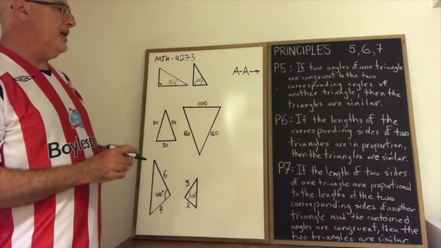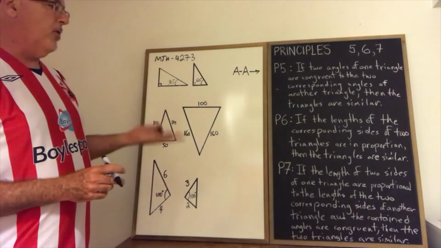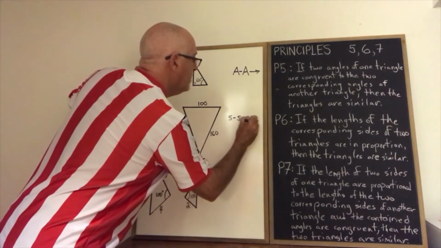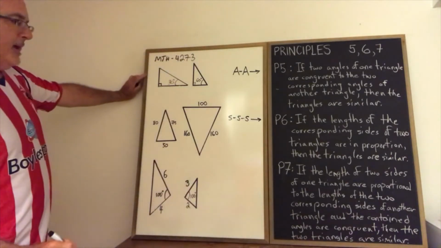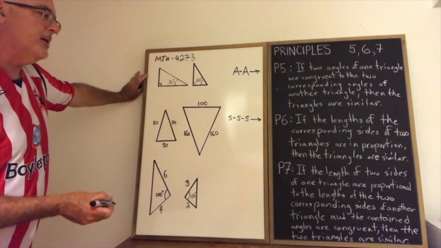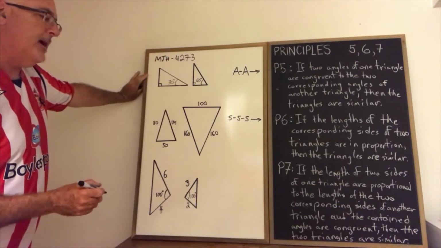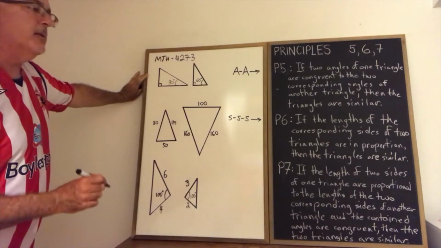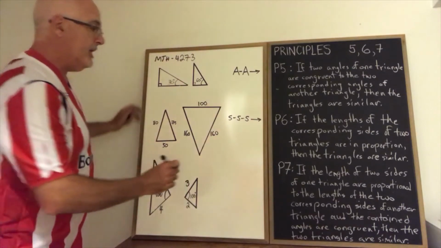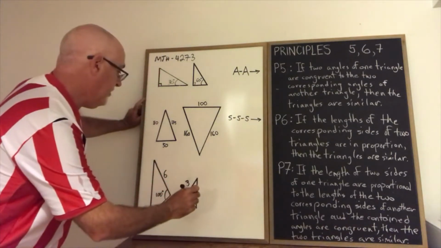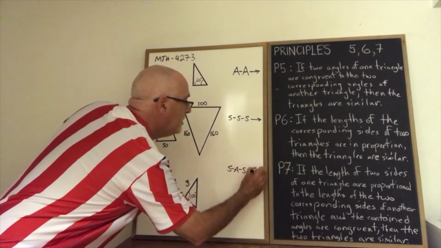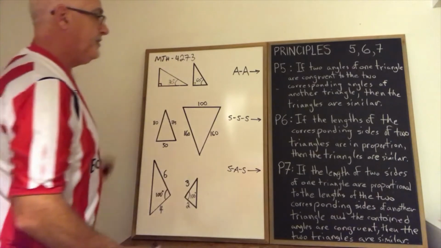Principle 6 says if the lengths of the corresponding sides of two triangles are in proportion, then the triangles are similar. We used to call that the SSS rule. And Principle 7 says if the lengths of two sides of one triangle are proportional to the lengths of the two corresponding sides of another triangle, and the contained angles are congruent, then the two triangles are similar. Well, that's a really long one, and I'm glad I don't have to write out that whole paragraph in an exam. And that is what we refer to as the SAS rule. Side, angle, side.